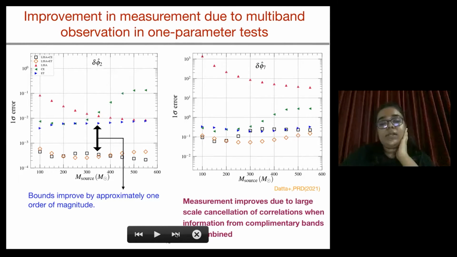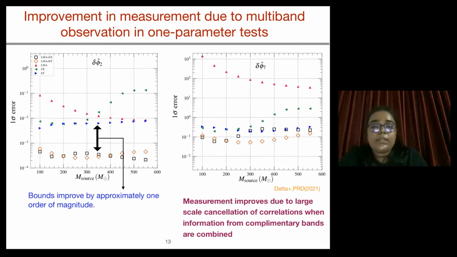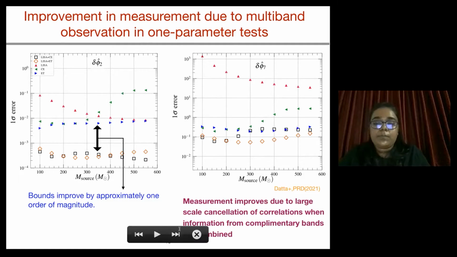So this is a plot on the 1PN deformation parameter on the left and 3.5PN on the right. The black arrow shows the difference in the bounds when you use only one of the detectors, LISA, CE, or ET, and when you do the multibanding and then find the bounds, we see there's an order of magnitude improvement which we find.